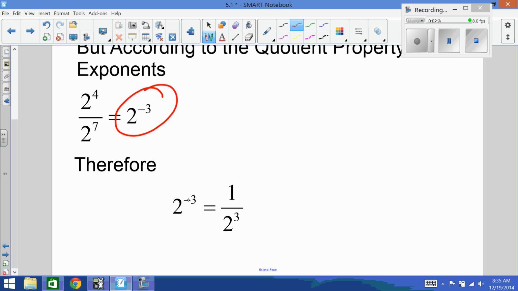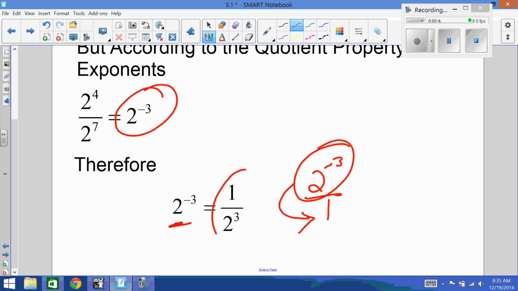In other words, the negative tells me you move it to the bottom. See, this is understood to be 2 to the negative 3rd over 1, which is this. Negative exponent means you take all of this and you move it to the bottom. Or if it's already in the bottom, you move it to the top. So if it's at the top, you move it to the bottom, and therefore we get this.